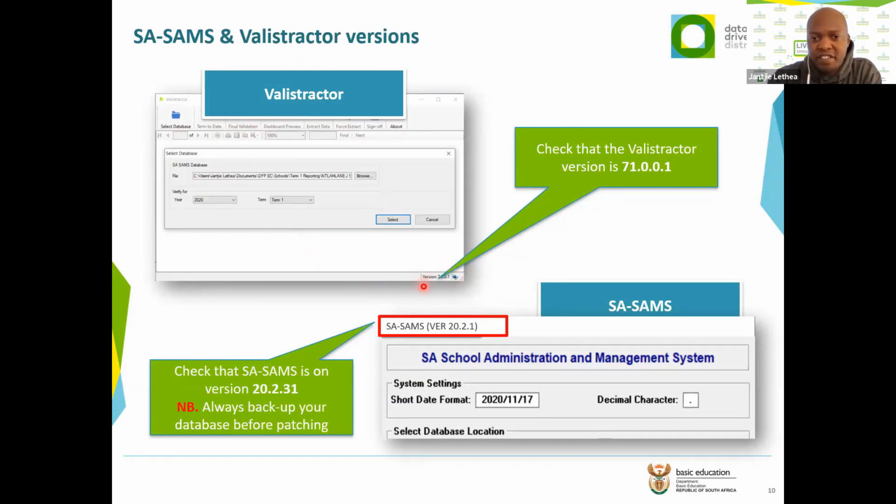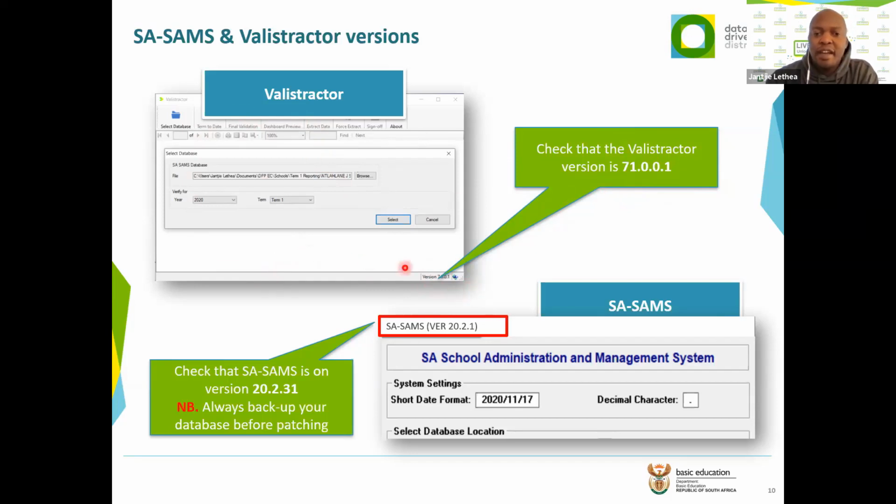You will see where it says version, and then it needs to say 7.1.00.1. I think it's 7.0.0.1, not 71, which is your latest Valistractor version. If you are not using the 7.1.00, just know that you are running on an old version of the Valistractor.